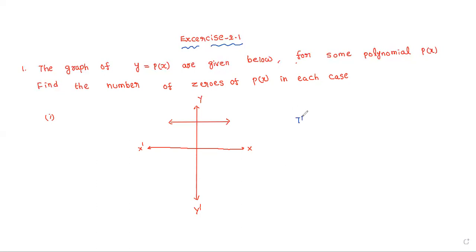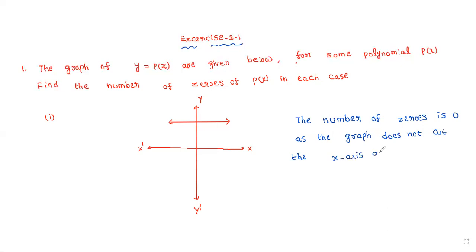The number of zeros, solution ma. The number of zeros is 0 as the graph does not cut the x-axis at any point. Okay.